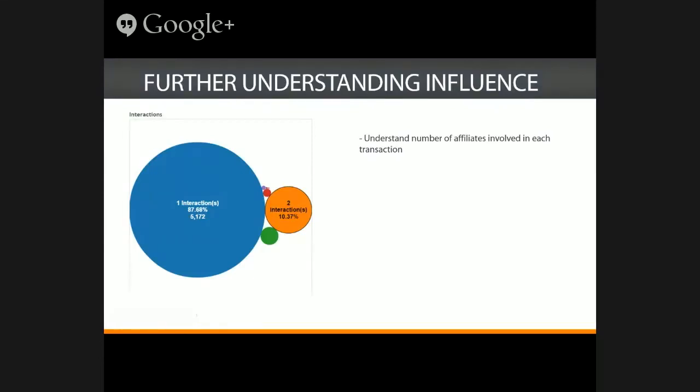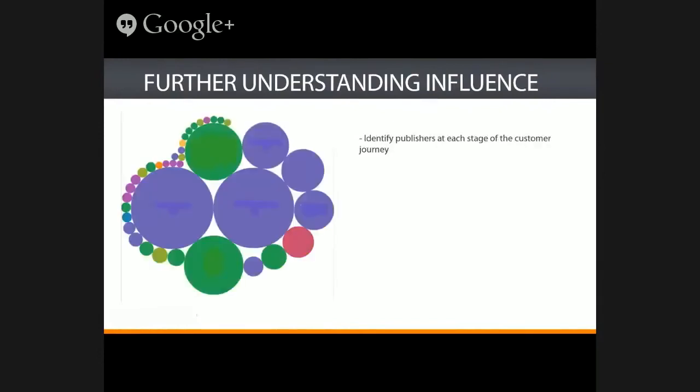Typically, we'll see 80 to 90% of all transactions have just a single affiliate referrer, although this will vary from sector to sector. Where there are multiple affiliates involved in the transaction, it's possible to see how often each affiliate appears in each position. This chart shows each affiliate as a bubble, and the size of the bubble is representative of the number of instances where the affiliate is in that position. For example, you'll be able to see how many times each affiliate has been the first referrer in a multi-interaction sale.